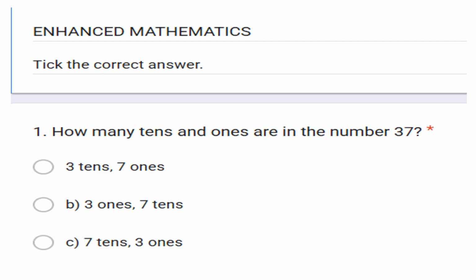Okay, good morning kids. For the Enhanced Mathematics, this is our first question. Number 1. How many tens and ones are in the number 37? A. 3 tens, 7 ones. B. 3 ones, 7 tens. C. 7 tens, 3 ones.